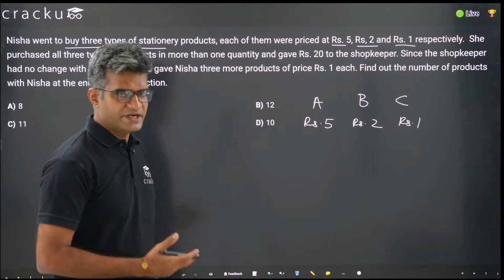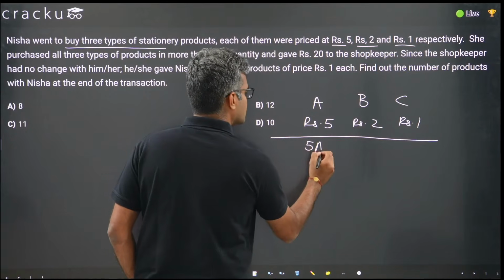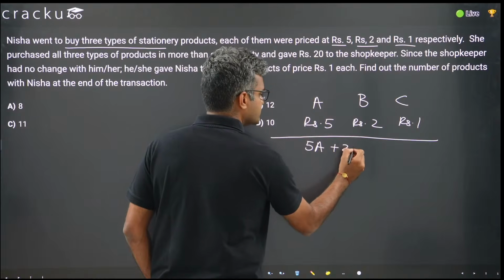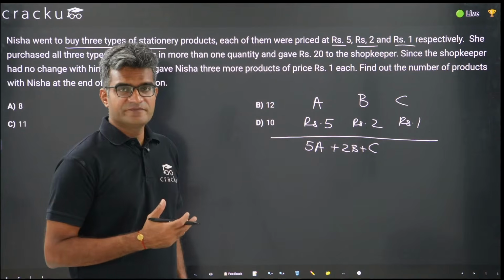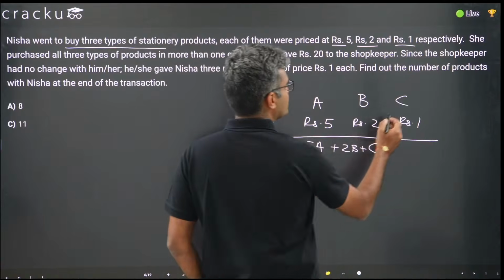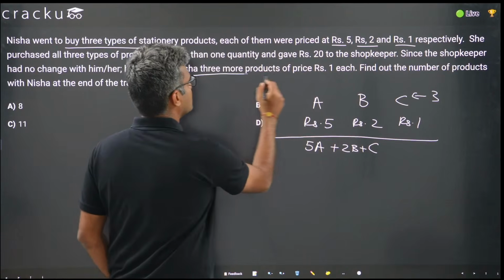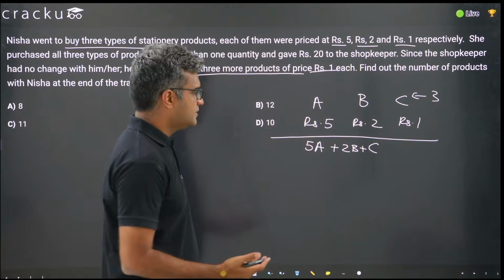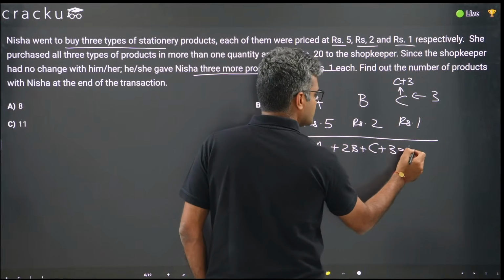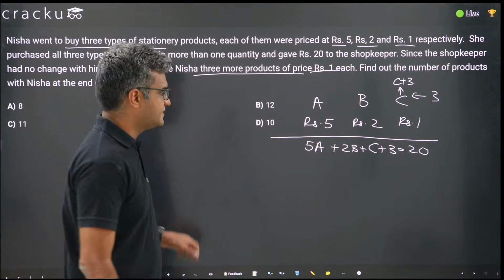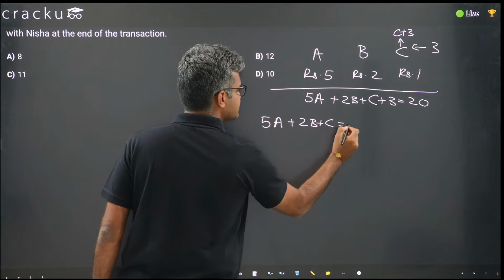So the total money that was spent in buying A products will be 5A. The total money that was spent buying B products is 2B. And the total money that she spent buying C products is C. But after buying these 3, the guy actually gave her 3 products of C. So she did not get just C, she went and got 3 more products of rupees 1 each. So the total products of this variety that she got is C plus 3. This will equal 20. This is basically the equation that we have. So 5A plus 2B plus C is equal to 17.